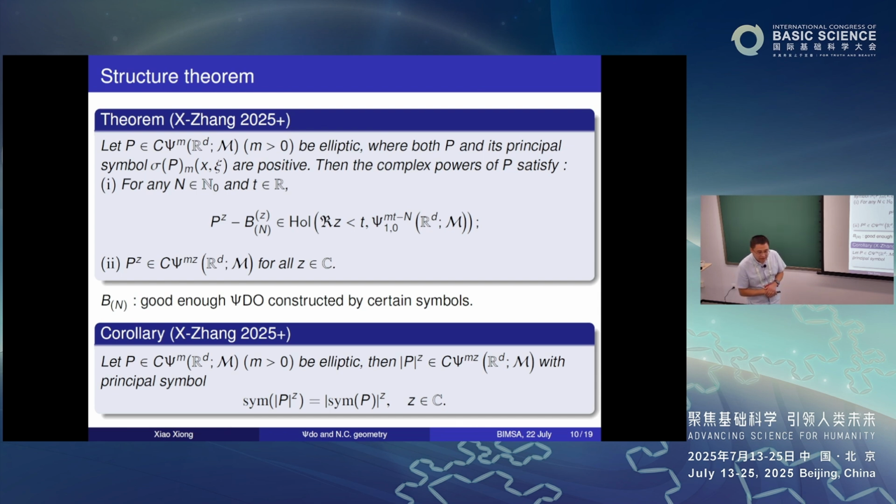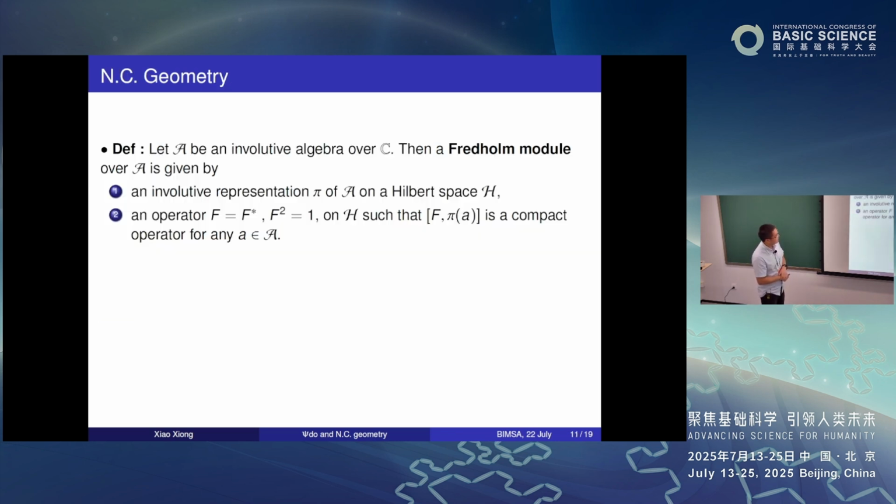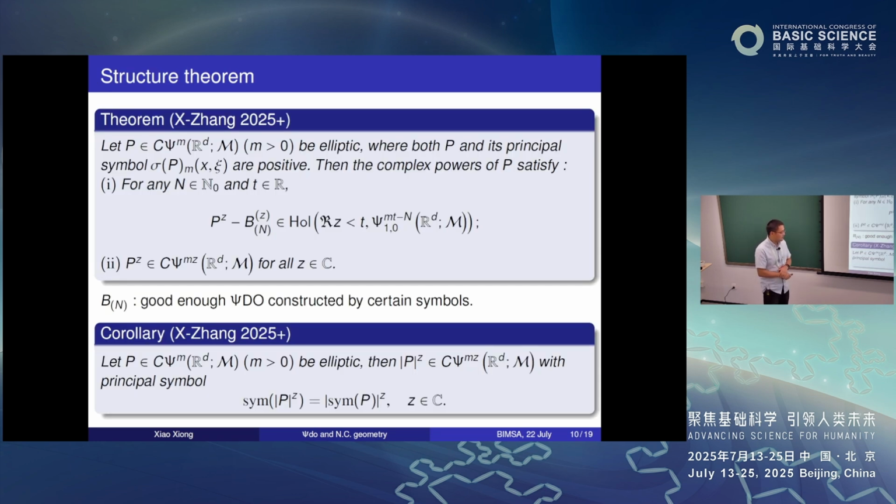Could you recall what is the meaning of C in front of psi? C. So here, psi means pseudo. So C means that we are assuming that P is good enough, P is classical. P has a very good expansion. Yes, yes. Okay. Let's continue. So this is the first part of my talk.